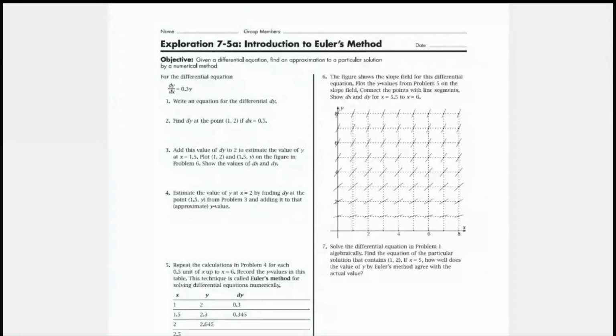So you should be set for the rest of that 7.1 assignment. And like I said before, I'm going to show you a little bit more about Euler's method during our synchronous time. I'll show you how this works using the TI-89.